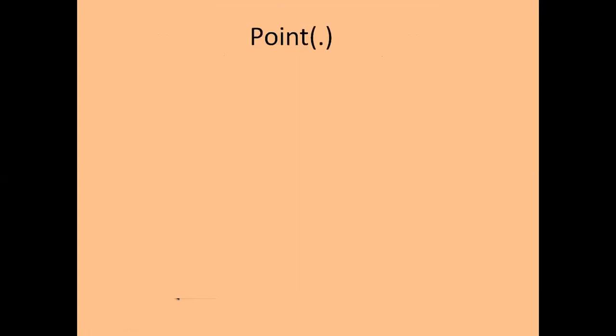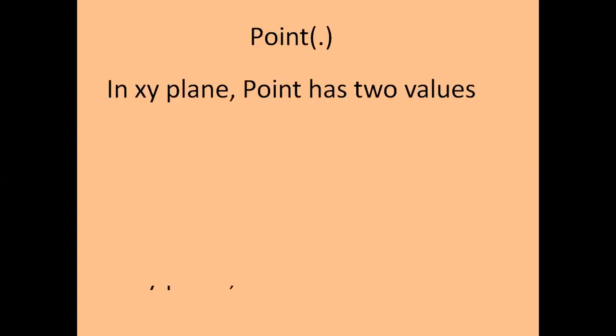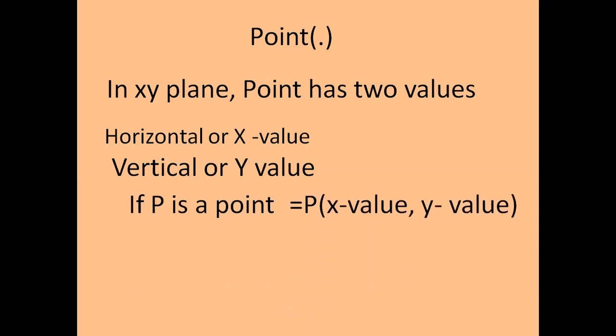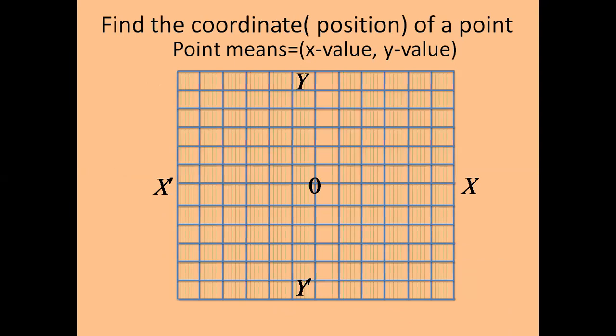So let's go. What is a point? In the xy plane, a point has two values, the horizontal value, the x value, and the vertical value, the y value. Every point has two directions or two dimensions. So if P is a point, then P can be written as P in brackets, x value and y value. Suppose the point is 2 3, so P bracket 2 comma 3.